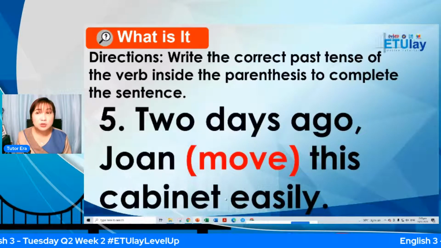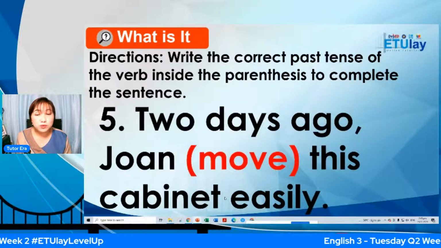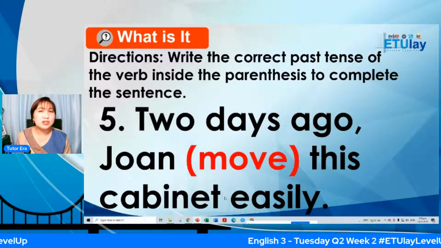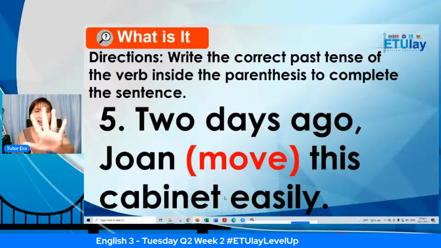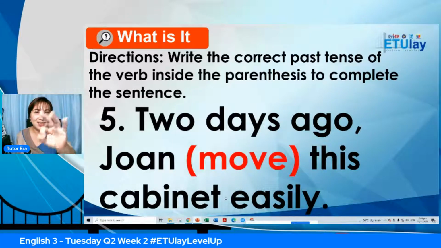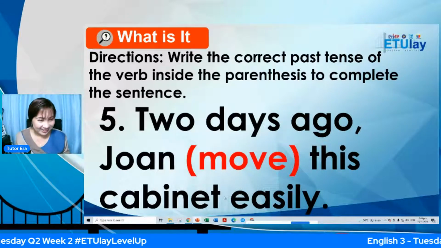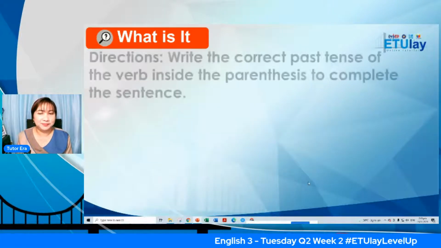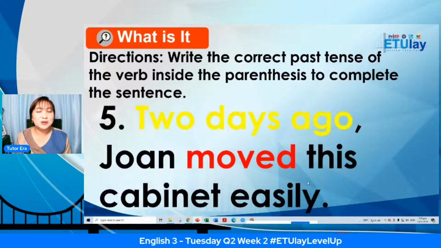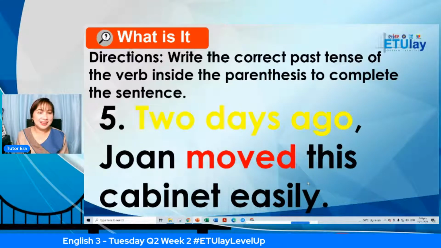Okay, now let's have the last one. Number 5: 2 days ago, Joanne moved this cabinet easily. So for number 5, I'll give you 5 counts to reveal your answer. 5, 4, 3, 2, 1. And the answer is: 2 days ago, Joanne moved this cabinet easily.